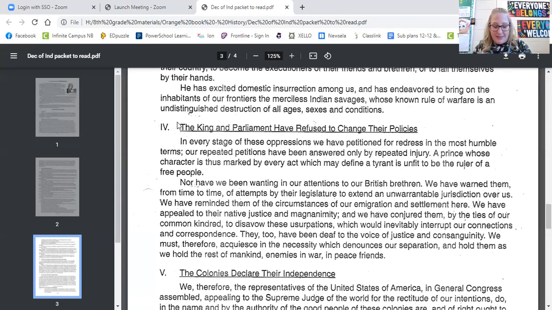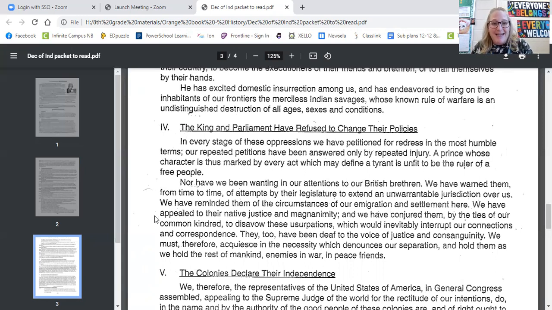Nor have we been wanting in our attentions to our British brethren. We have warned them from time to time of attempts by their legislature to extend an unwarrantable jurisdiction over us. In other words, we've talked to people who want to stay with you, and we've shown them all of these things that you guys have done wrong. Now highlight this part.